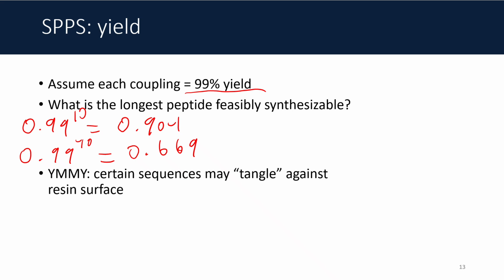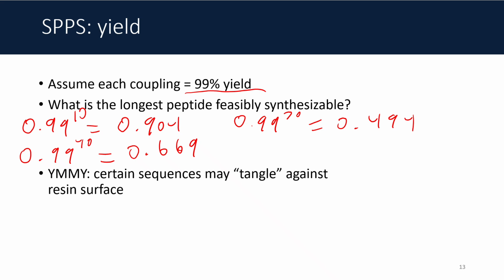Let's make it a little bit longer. 70 amino acids long, 0.99 to the power of 70 equals 0.494. At 70 amino acids long, we dip under the 50% mark. At this point, more than half of the peptide we made on that resin has some sort of error in there, and it's not what we want. It needs to be purified out.